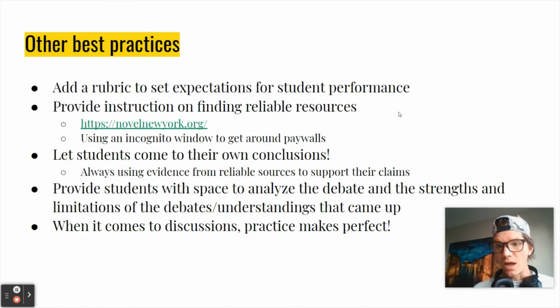Lastly, just some other best practices. I always think that adding a rubric sets really clear expectations. So I would design a rubric for the evidence gathering section, that first graphic organizer of the benefits and the challenges. I would have another row, at least one, for the claim evidence reasoning response. So the student making the claim and providing evidence using the sources. And then another rubric row for guiding your debate.